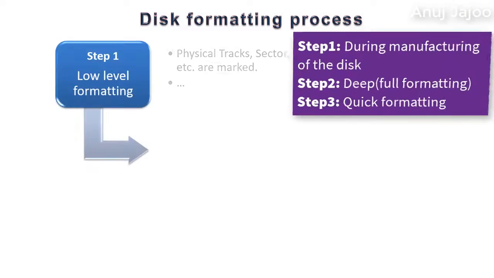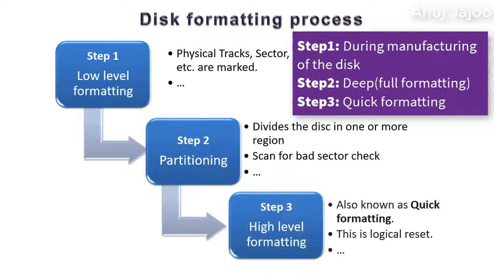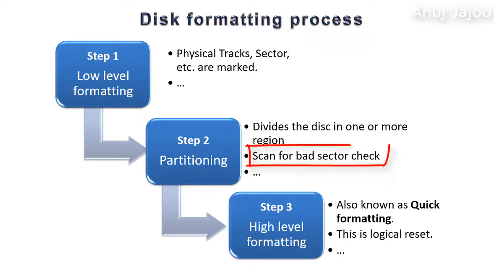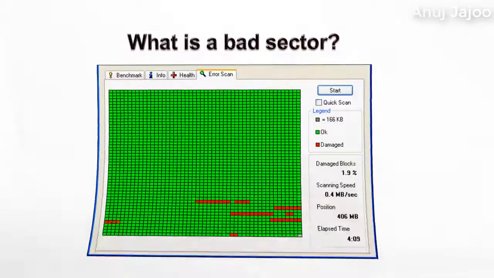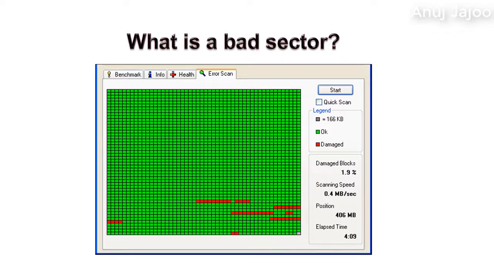In deep formatting, apart from deleting the entries from the tables, the OS also stores a special value in place of data. The deep formatting process would scan for the bad sectors too. A bad sector is a disk sector that is permanently damaged. When a bad sector is found, it is marked, and then the operating system skips it in all the future read-write operations.